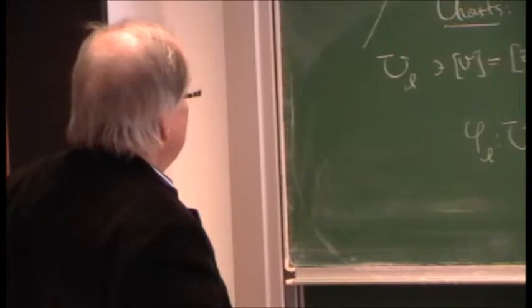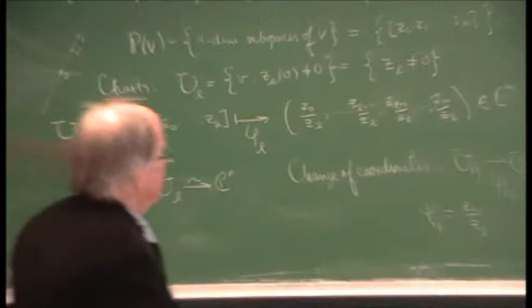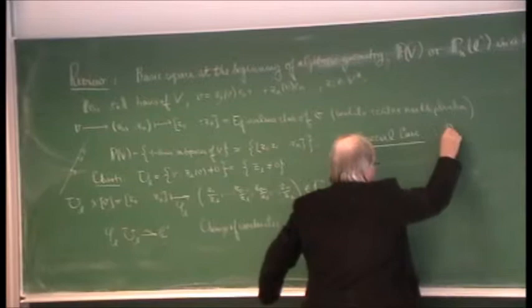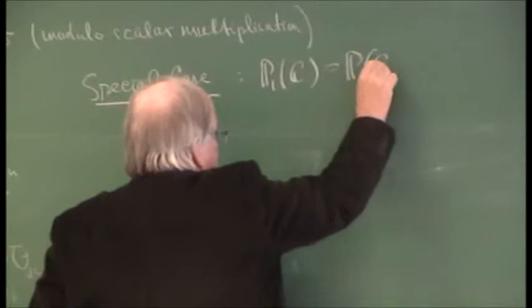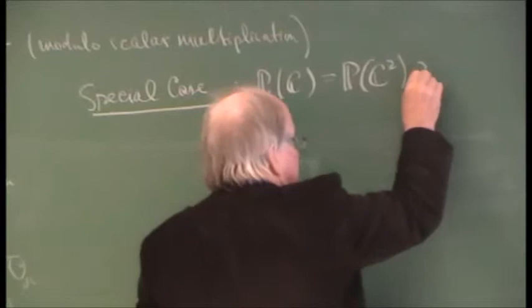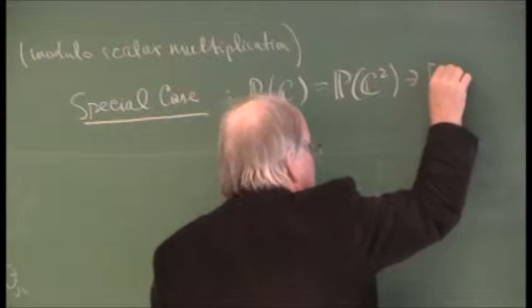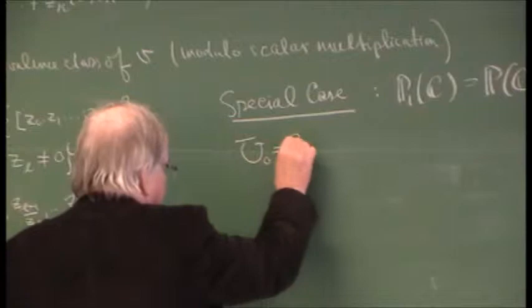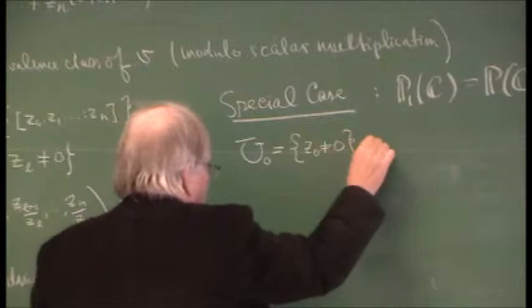Okay, that's projective space. So the special case that you've seen already, of course, is the Riemann sphere. And so P1C, this is the projective space of C2. A point here has homogeneous coordinates z0, z1. And we have two sets, U0 and U1, where U0 is where z0 is not equal to 0, and U1 is where z1 is not equal to 0.